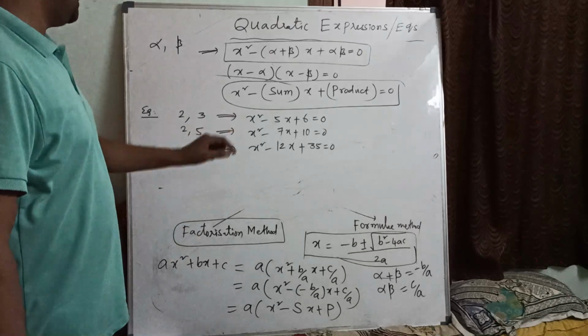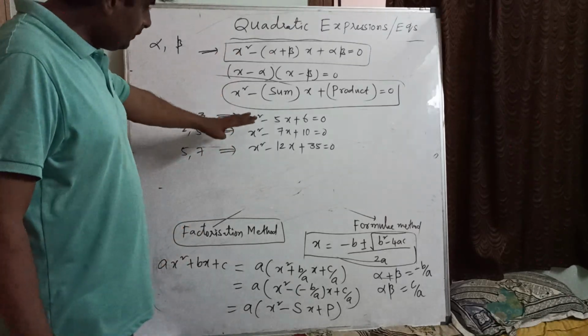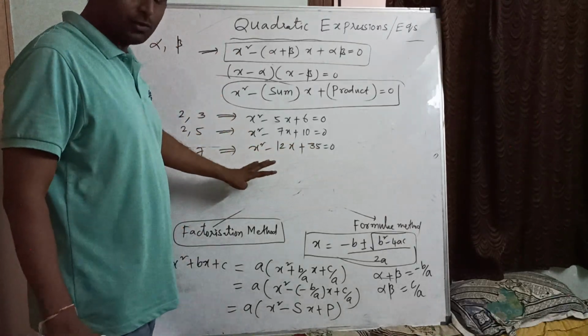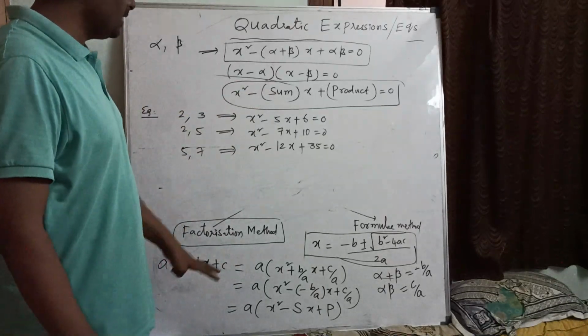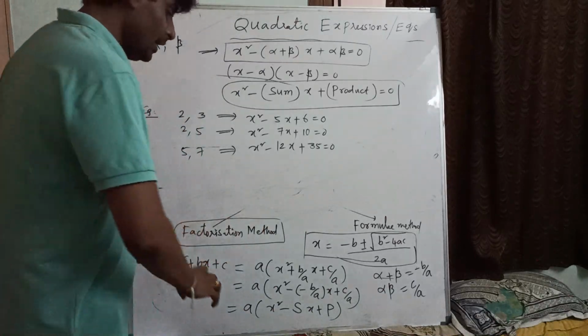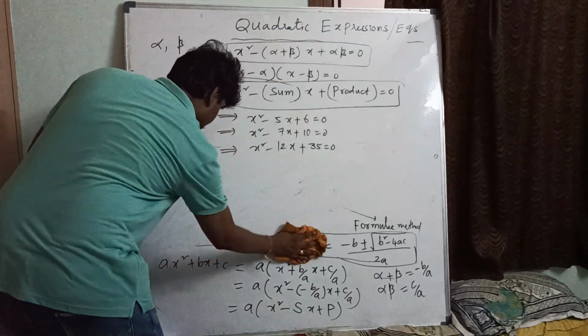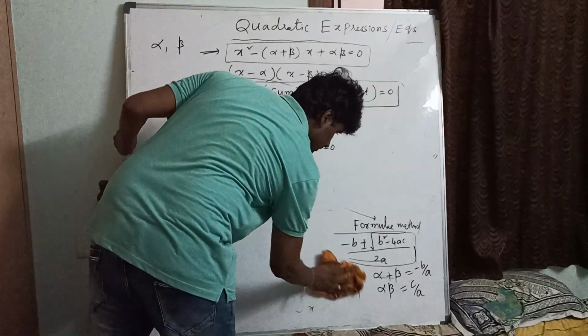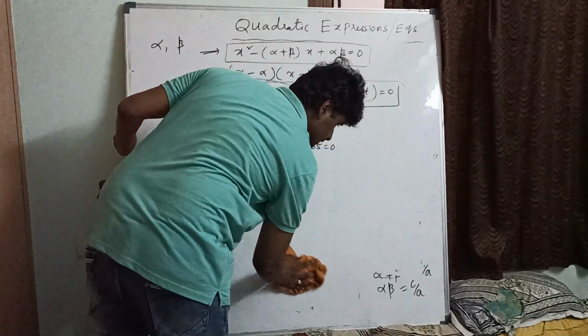Clear? So like that we can go for writing an equation by knowing the roots. What is the formula? x square minus sum of roots into x plus product equal to 0. It's very easy to understand. After that we'll go for taking sum of roots, which we took already here.